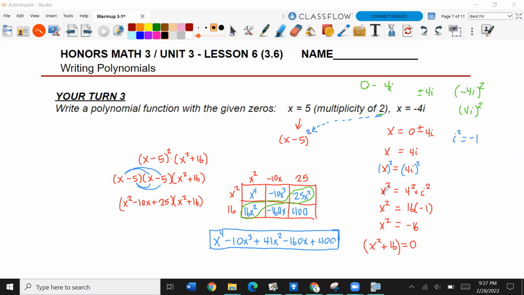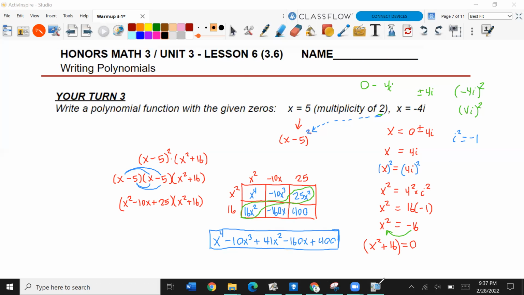So what's going to happen is you're going to get x squared over here. This is going to be 4 squared, which is 16. Now remember, i squared is negative 1. So what that's going to do is flip the sign of the 16 and make it negative 16. Now if I bring that over, that's going to be x squared plus 16. Now I have my expression.